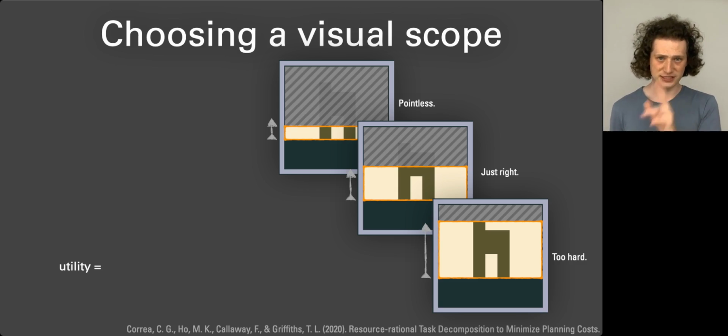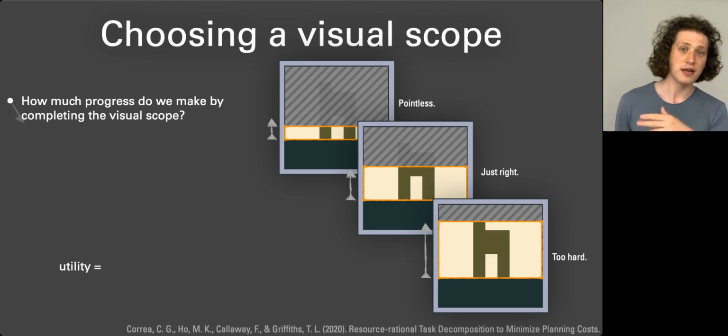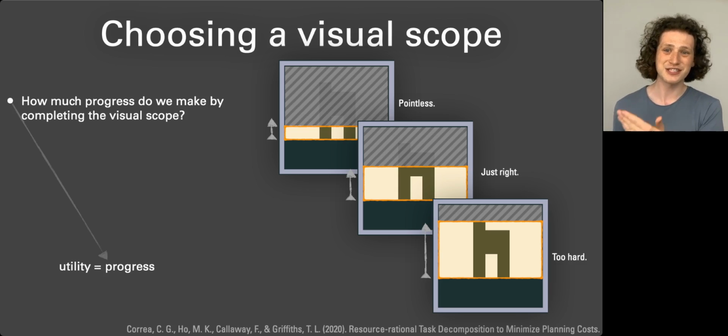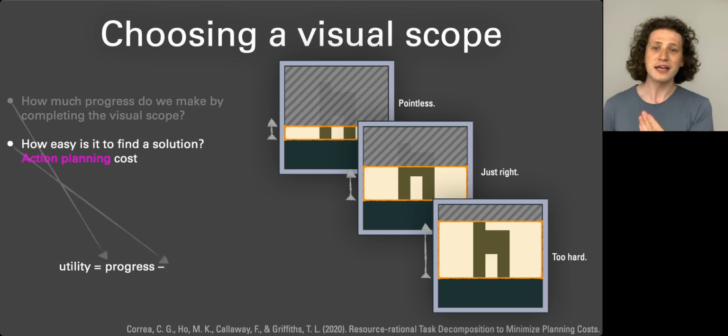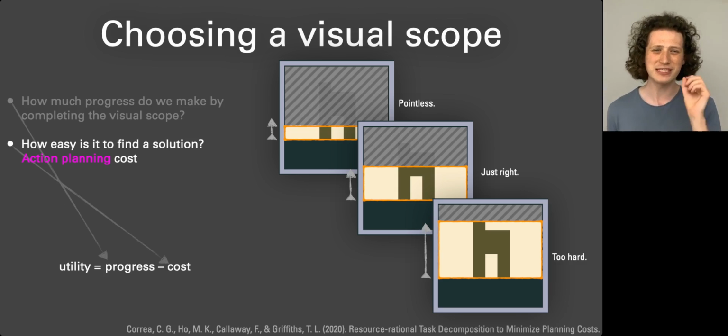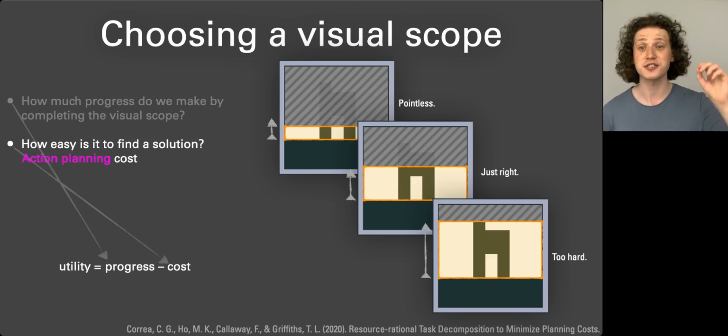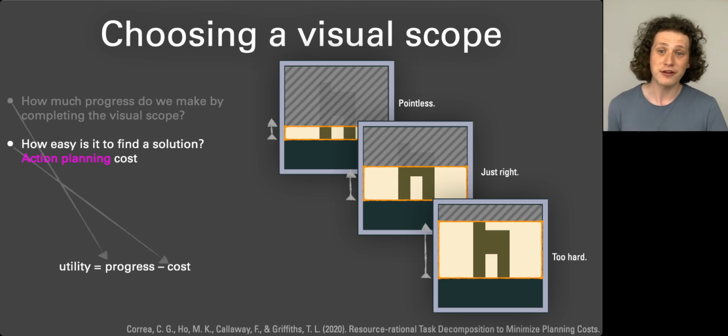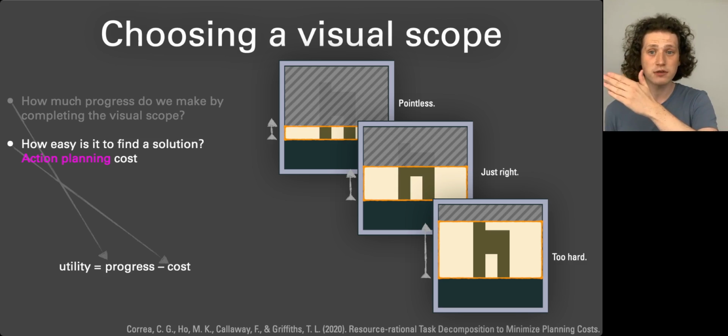Under the model, this is how the next subgoal is chosen. We balance the progress, what percentage of the target can I solve with this subgoal, with the planning cost of finding a solution to the subgoal. The action planning cost is how many states in the graph do we need to search across to find a solution. How do we trade off between progress and cost?